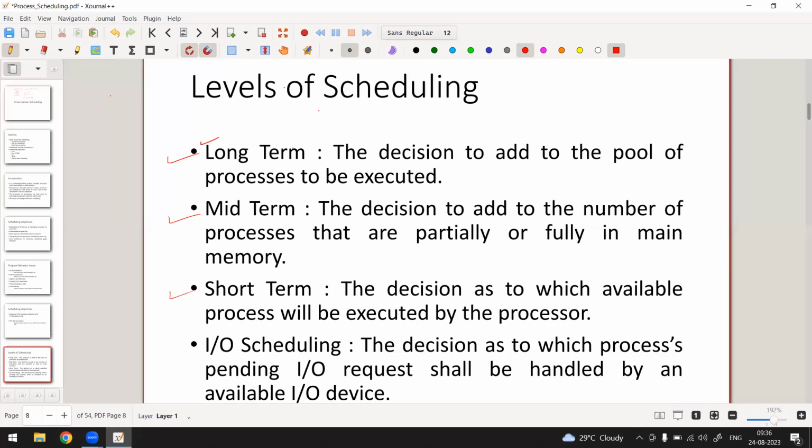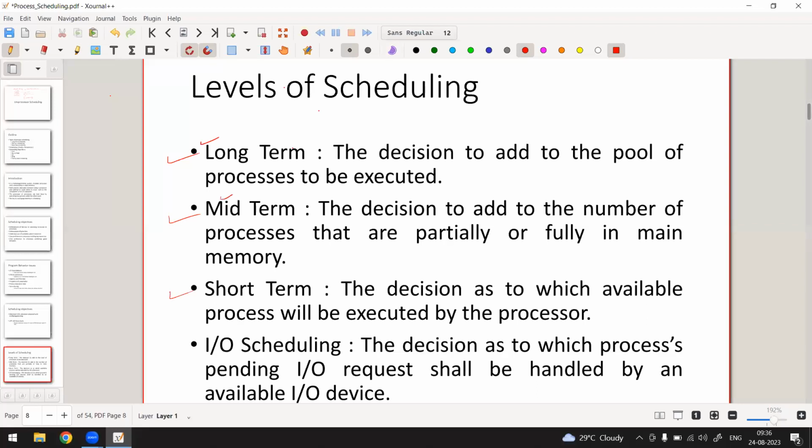The second level is when that person reaches the main gate of the computer science department building. At that location, you have another coordinator who will guide him that, okay, you want to attend this event, so you go to room number 102, for example. So that is the second level of scheduling, called mid-term scheduling.